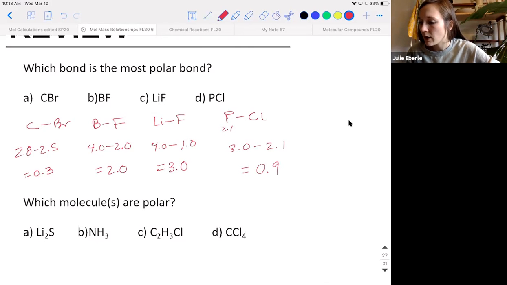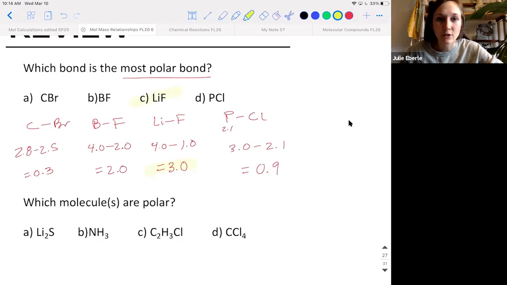So obviously the one with the largest electronegativity difference, since it's asking for the most polar bond, is going to be this lithium fluoride bond, okay? It's the biggest difference, 3.0. So even though you're like, but that bond's not polar, it's ionic, you're right. But we classify polarity based on electronegativity difference. So you'd pick the one with the largest electronegativity difference.